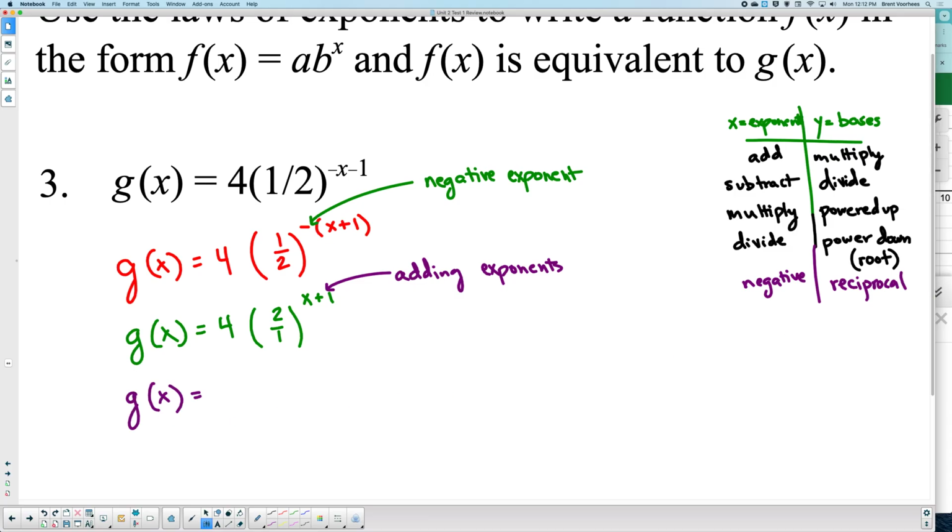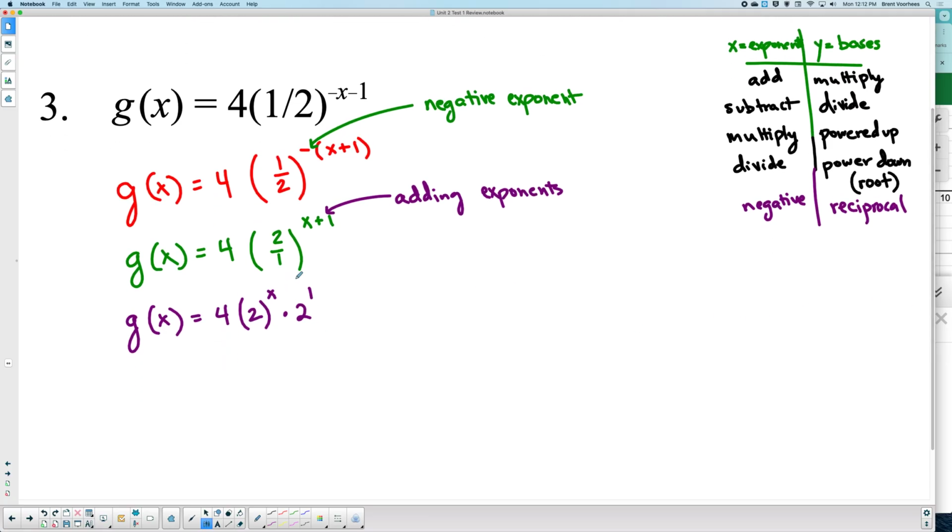Okay, so g of x, the base right now, what's 2 divided by 1? 2. So it's the base of 2 to the power of x times the base of 2 to the power of 1, like that. Hey, where did the plus go? The adding, where did that go? It became the multiplying of the bases. So it's not like we just canceled it. We didn't cancel it. It transformed from an adding of an exponent to a multiplying of a base. Now this we could simplify.